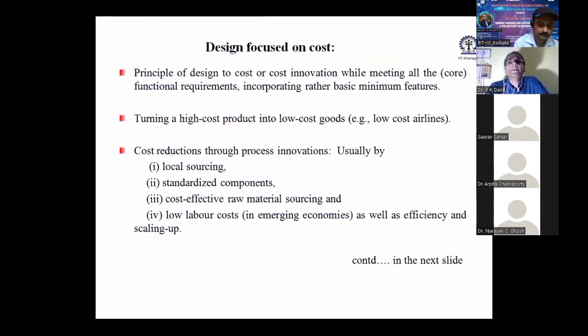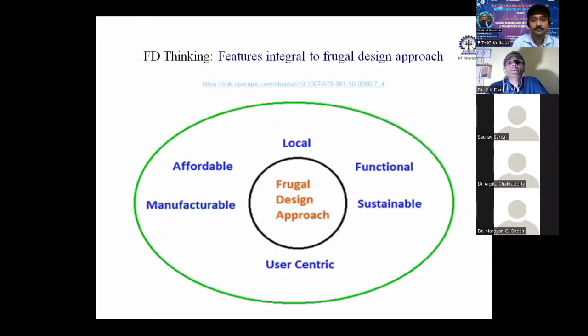So here I would rather talk about frugal design thinking. It considers these areas: local, functional, affordable, manufacturable, sustainable, and user-centric. These are the qualities of frugal. Now, frugal design thinking has to take these steps.